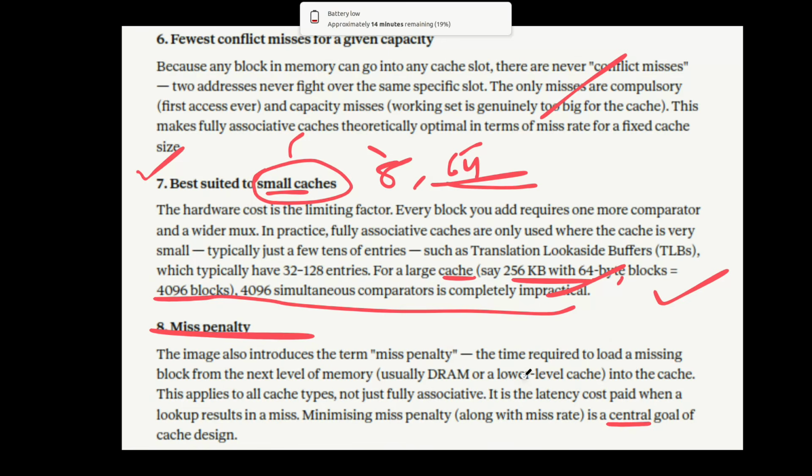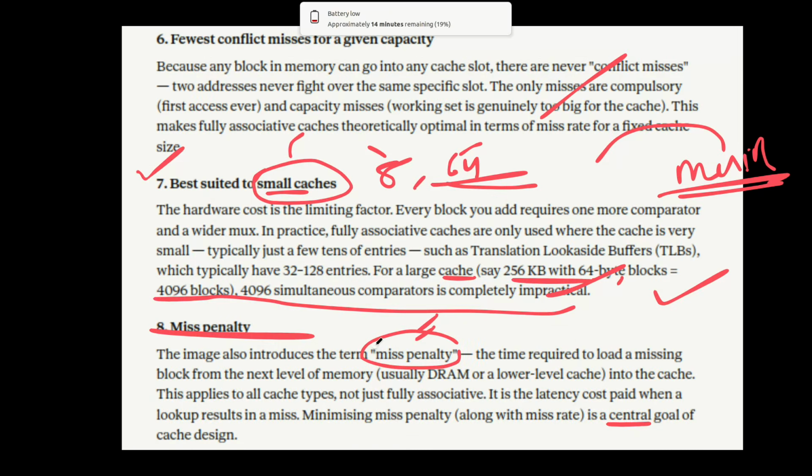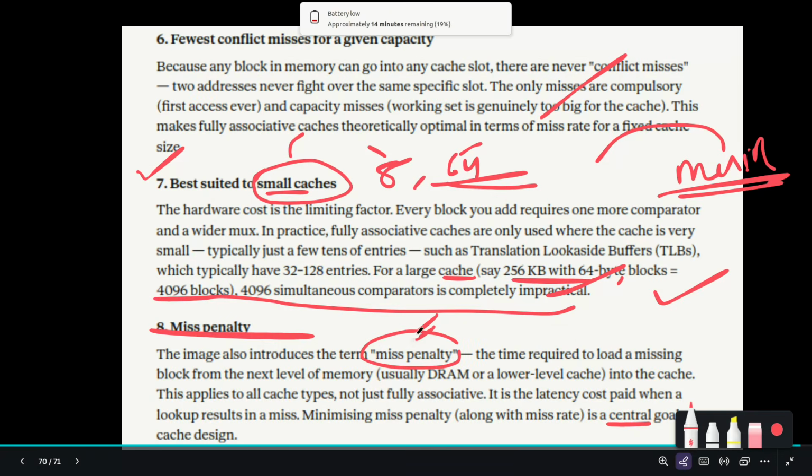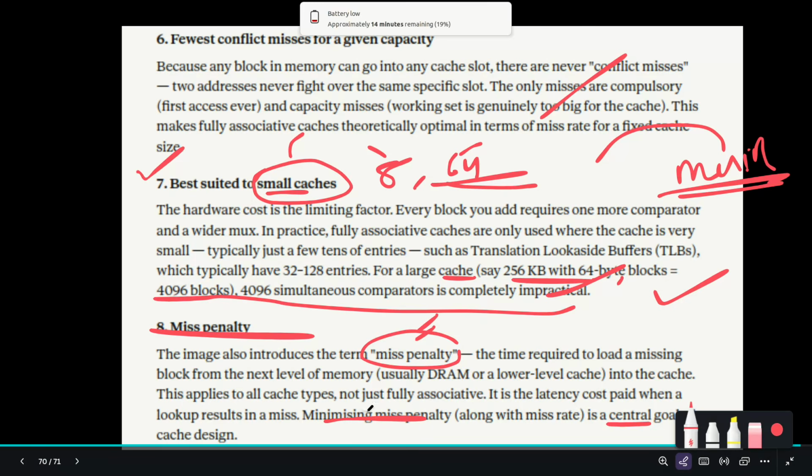That means miss penalty is the time required for taking that data, maybe from the main memory. Let us consider main memory. So from main memory we have to take the data. If a miss occurs, then you have to take that data from the main memory and put it into the cache. That time is called the miss penalty. And good cache design means this miss penalty time is less. The time taken to load that data from the main memory into the missing block would be less in an appropriate ideal cache design. Minimizing this miss penalty is one of the goals.